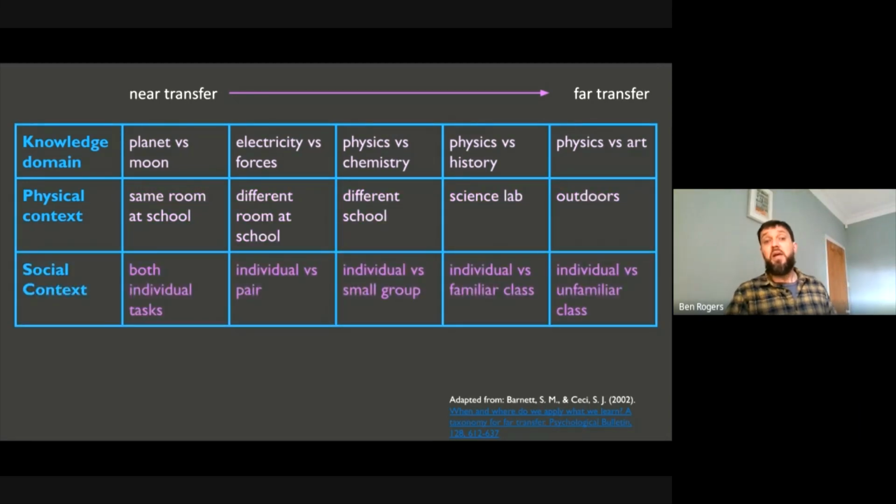Social context. So if the child learnt it individually, they're practicing it individually, they read it from a book or something, then they will be able to apply it more easily if they're still working on their own than in a pair situation or a small group. Now, if that's a familiar class or familiar pupils, that's easier. But again, if it's unfamiliar pupils in a new class, being able to retrieve that knowledge that they had at their fingertips not long before will be really hard.